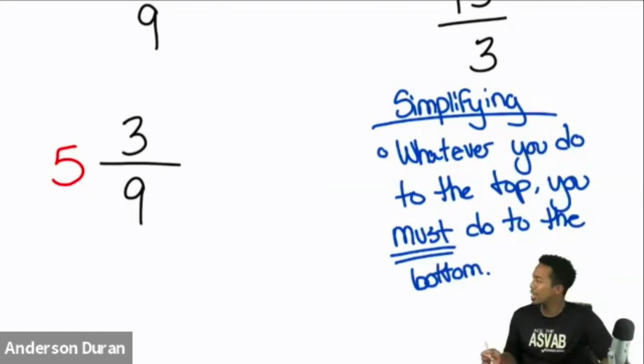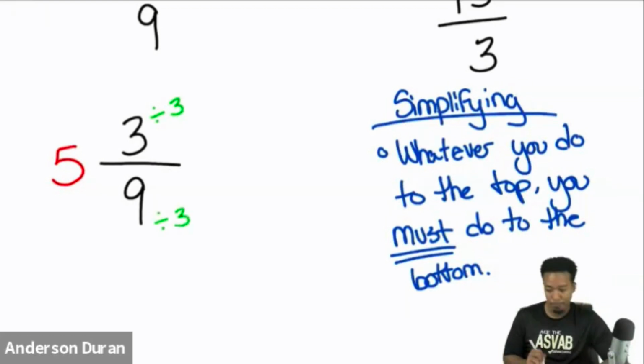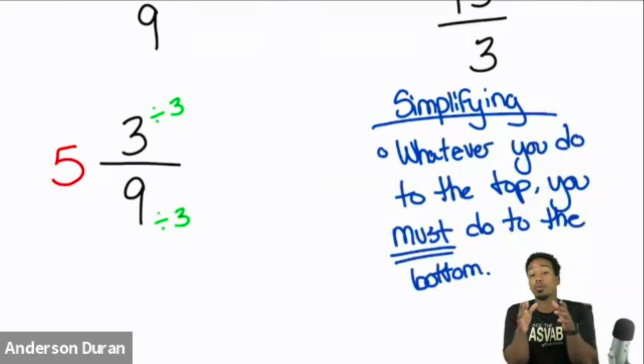Everybody, when you look at 3 and 9, what can both of those numbers be divided by? For sure, 3. We can divide them both by 3. So if I divide the 3 by 3, I got to divide the 9 by 3. Remember, when you're reducing or simplifying, you're not changing the actual value of that fraction. All you're doing is changing the way it looks.